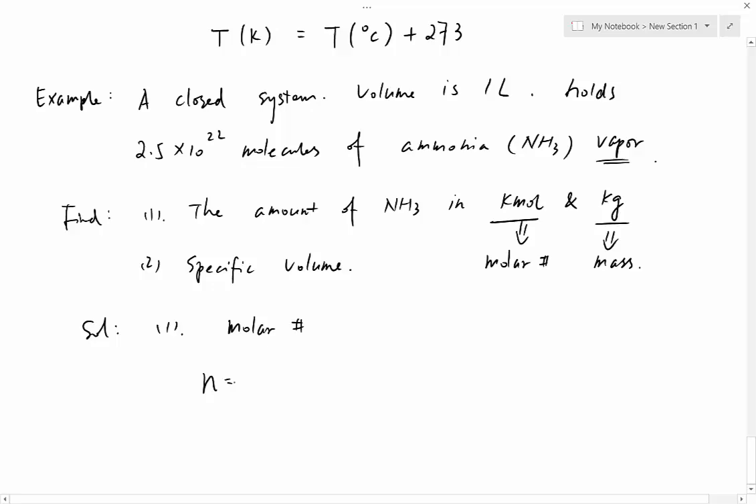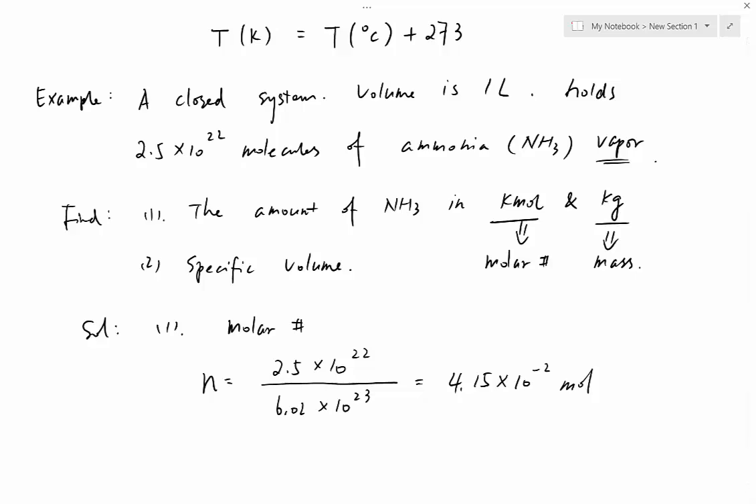Yes, you can. Because you have Avogadro number. So what you need to do is to use 2.5 times 10 to the 22nd divided by Avogadro number, 6.02 times 10 to the 23rd. And then that will give you the molar number. The molar number is 4.15 times 10 to the negative 2 mole. That is the unit. Okay, and don't forget the question asks for kilomole.